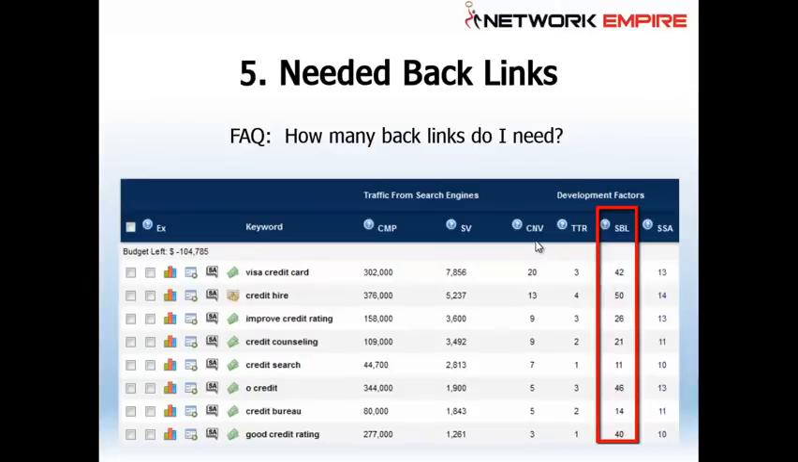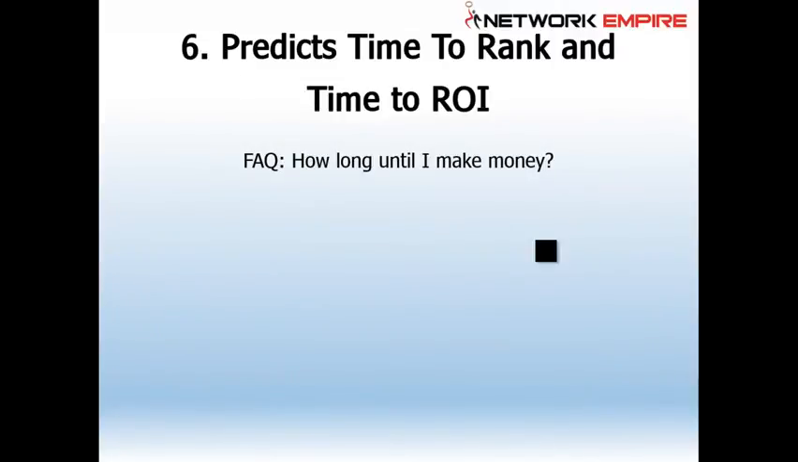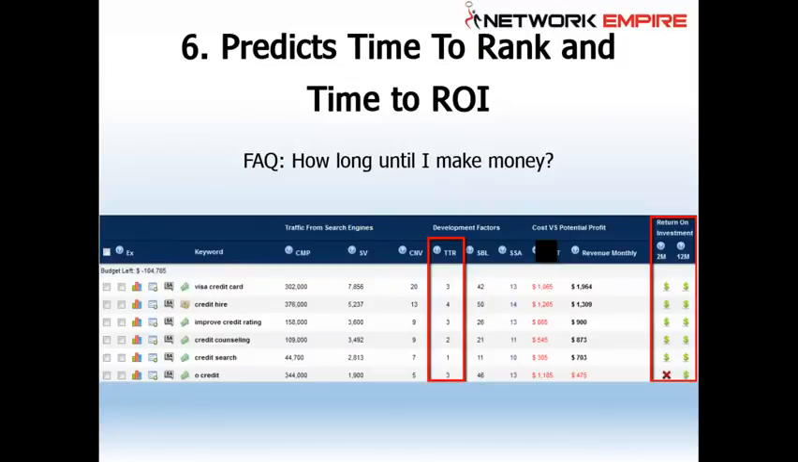Okay, so next, number 6. Domain Web Studio 4.0 predicts your time to rank and time to ROI. The frequently asked question associated with this is, how long will it take me to make money? These two columns over here tell you whether or not you're going to make your money in 2 months or in 12 months. So once I finally rank, which in this case is going to take 3 months, I will make my money back somewhere in the first 2 months. As you can see right here, your revenue per month is $2,000. Your cost is only $1,000. So you're going to make that revenue back in the first 30 days. So this shows you really quick and easy.